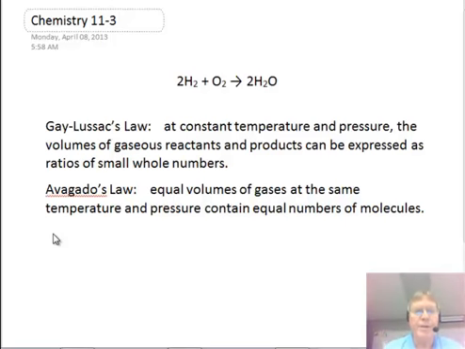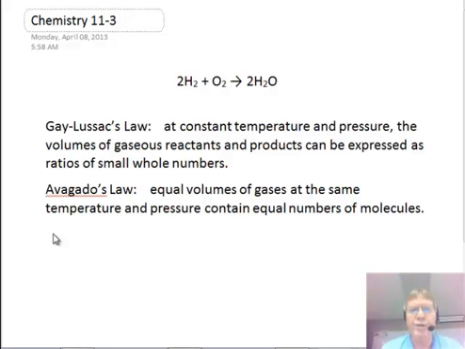For chemistry, this is section 11-3, and there's quite a bit of calculating to do in this section, so you want to make sure you've got your calculator handy and probably some pencil and paper. All right. First of all, let's consider the equation that I've shown here.